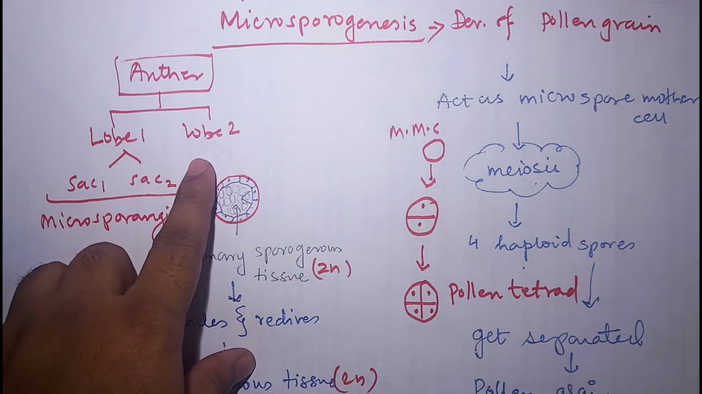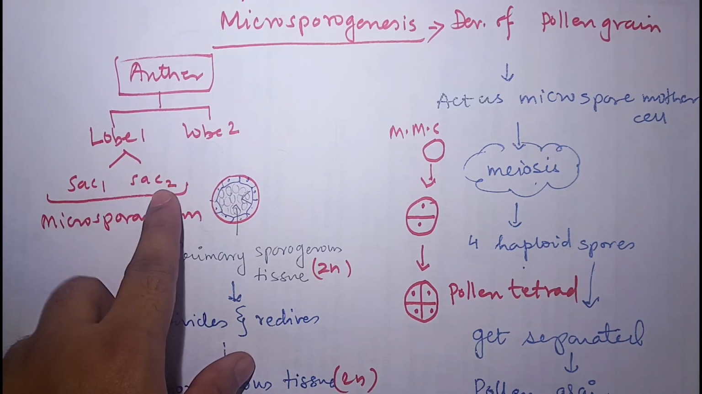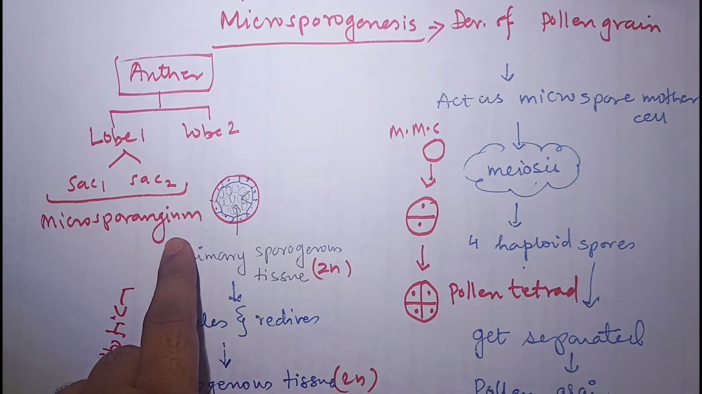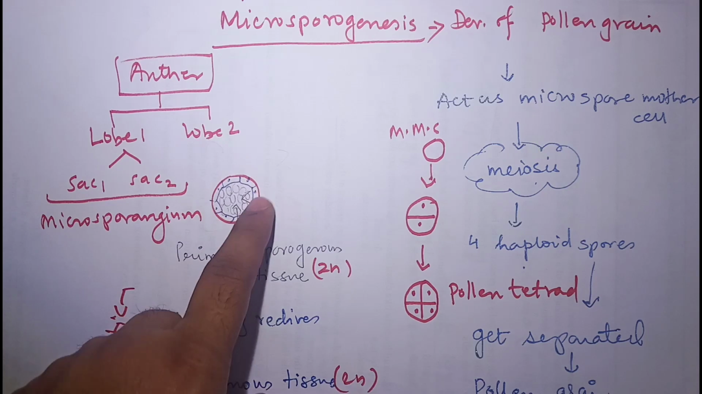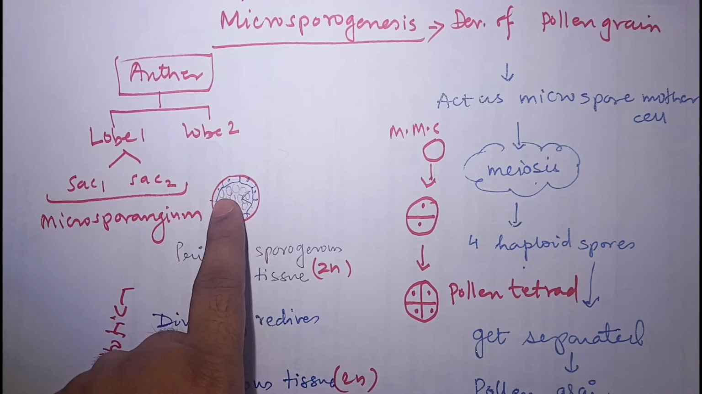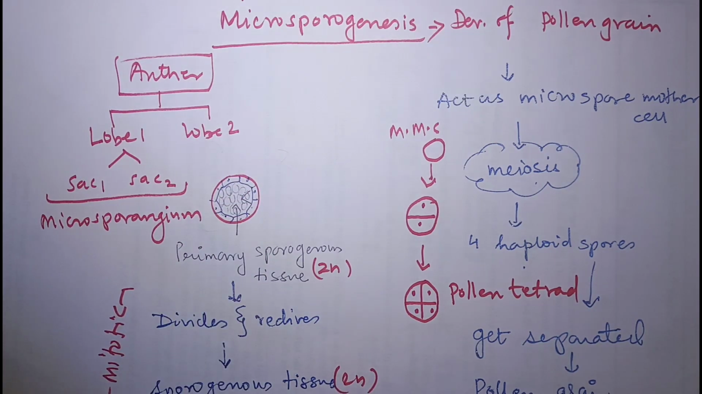There are 2 anther lobes. Each lobe contains 2 sacs, that's microsporangium. The tapetum layer is providing nutrition to the developing material inside it. This material is called primary sporogenous tissue, which keeps on dividing and redividing mitotically to form sporogenous tissue, and this sporogenous tissue is diploid in nature. Okay, and diploid means the division is mitotic.